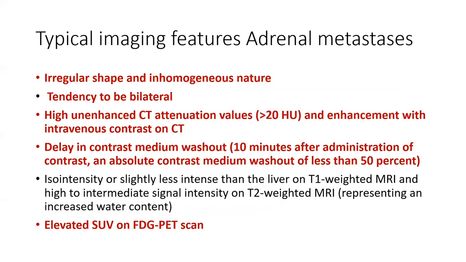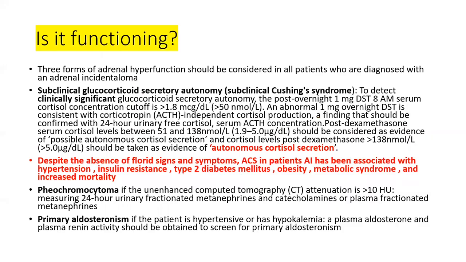Metastasis also will be irregular in shape. They can be bilateral. Definitely, they will have an unenhanced CT attenuation value of more than 20. There will be delay in contrast washout. There will also be elevated SUV on FDG PET scan. So all these are typical imaging features of adrenal metastasis. By all those slides, we covered the imaging characteristics of benign versus malignant lesions.